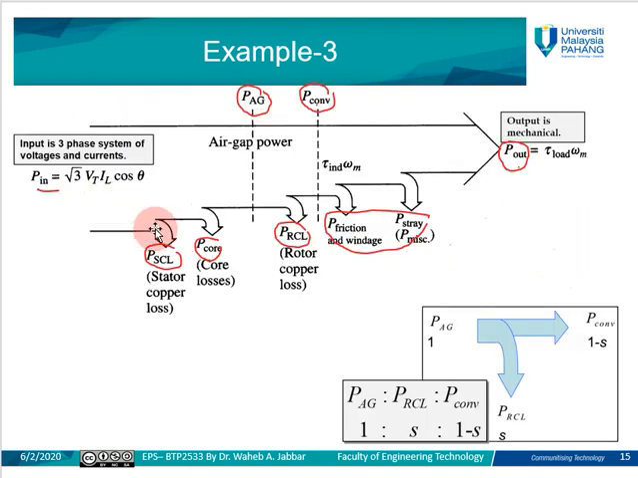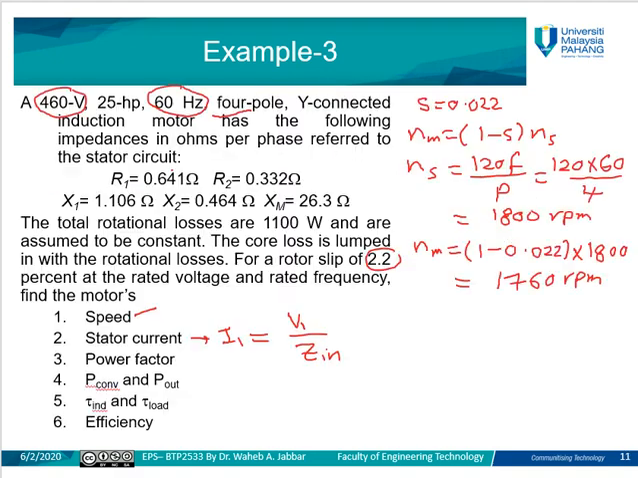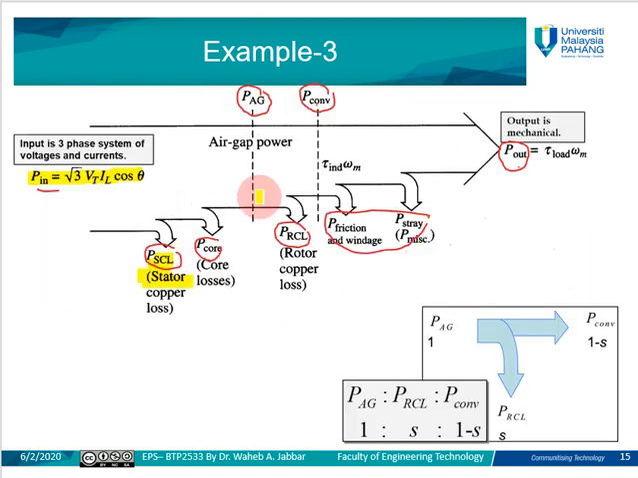So in this part, we already found these values. We have the P in, and we have the stator copper loss. Now, how about the core loss? He said for the rotor, the core loss is lumped with the rotational loss. So P core is already included in the rotational loss. There is no core loss to find here, because the core loss is already included in the rotational loss based on the question. So just P in minus P stator, we can find the value of P air gap.